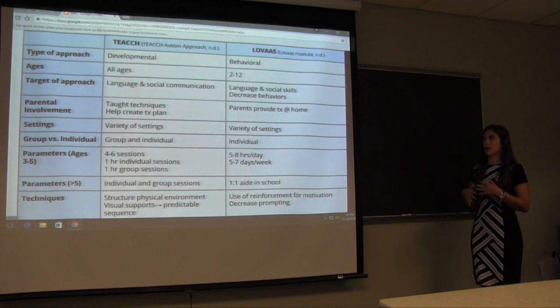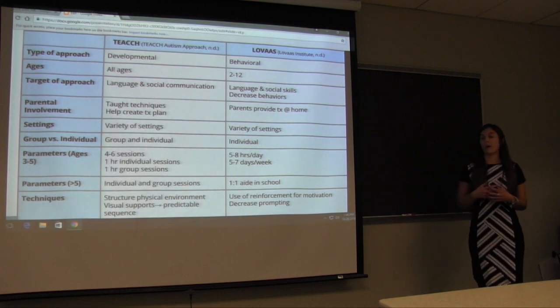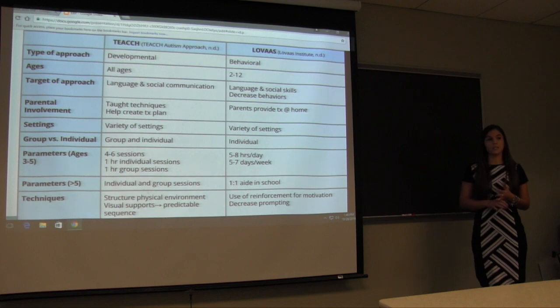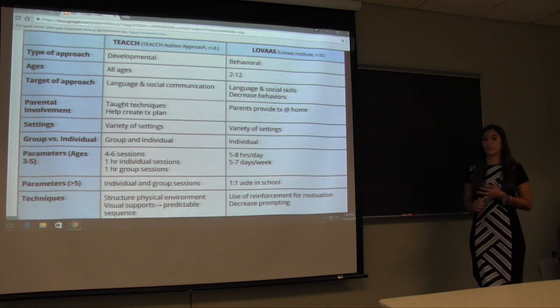Throughout our research, we came across other terms and different types of principles that stem from the Lovaas treatment, and these include DTT, Discrete Trial Training, ABA, Applied Behavior Analysis, as well as EIBI, Early Intensive Behavioral Intervention.